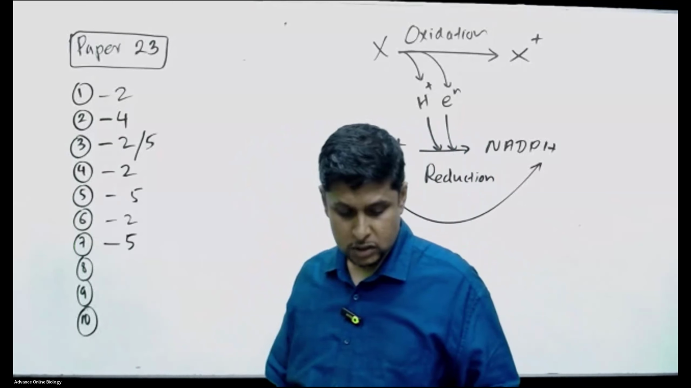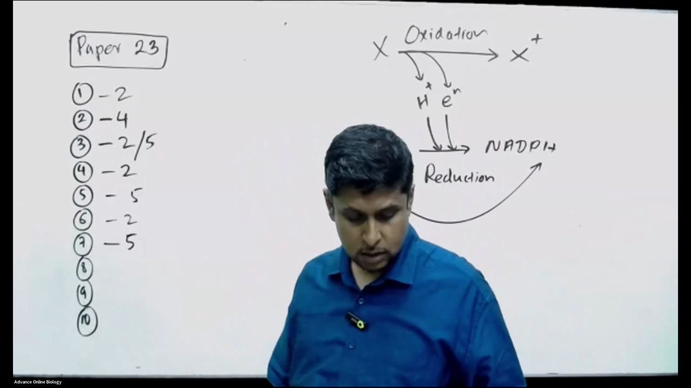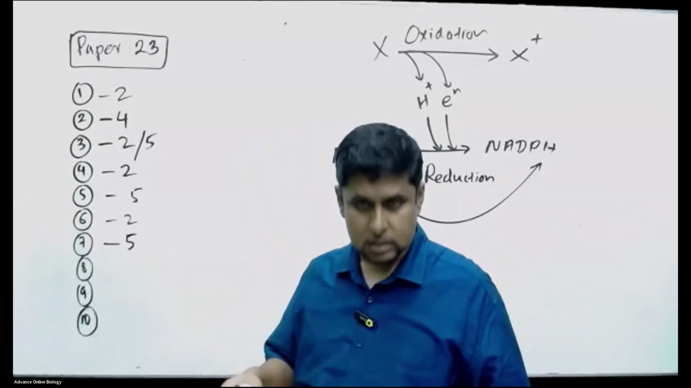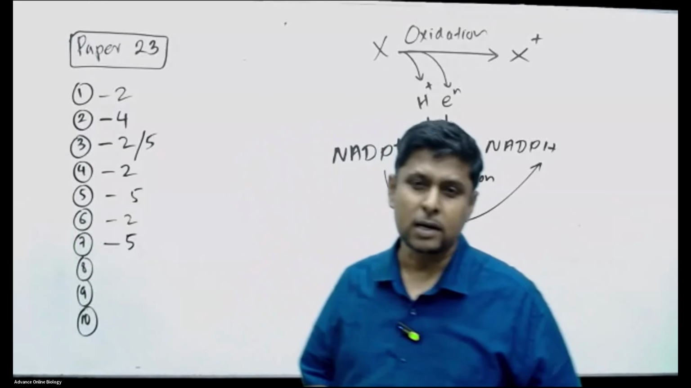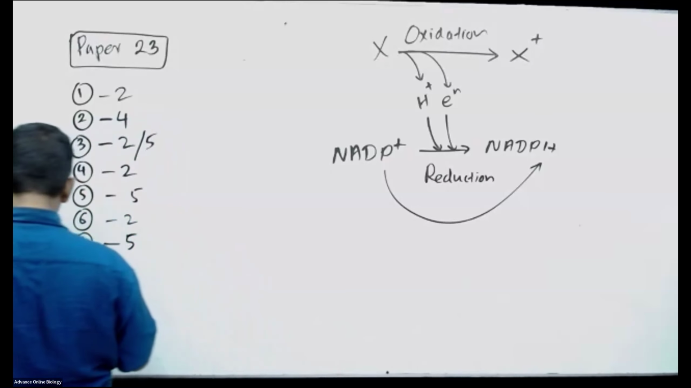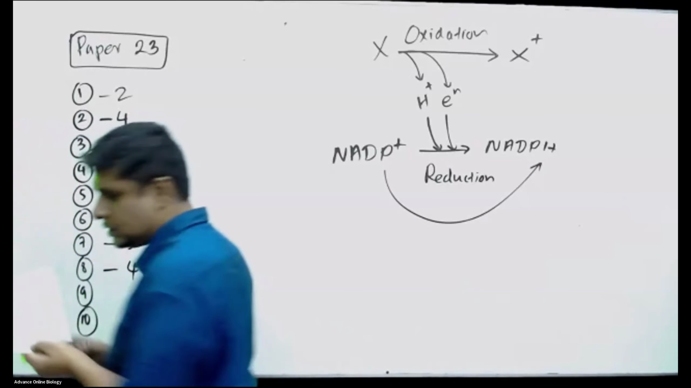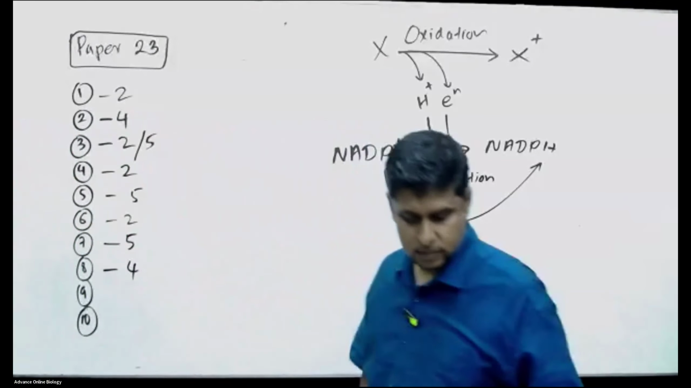From domain to species, number of similar characters among the members in the taxa increases. From domain to species, it is the common characters, not similar characters. So we are taking the fourth one as the answer for question number 8.